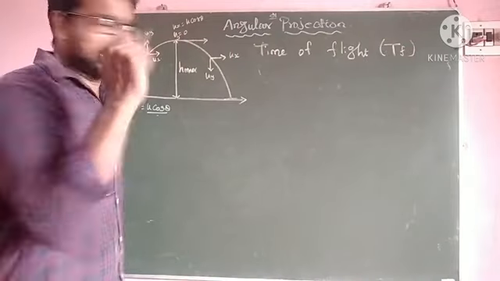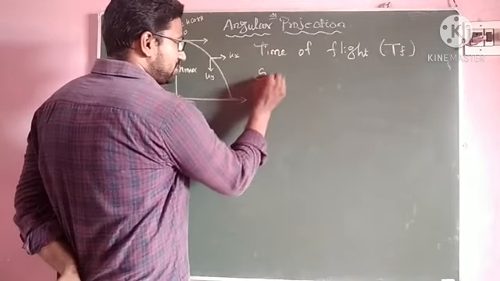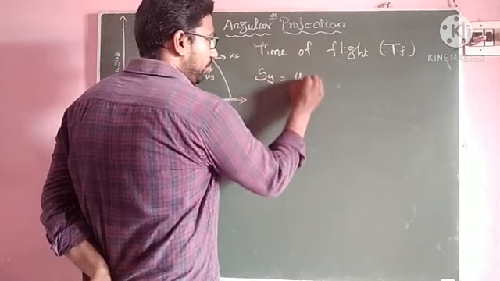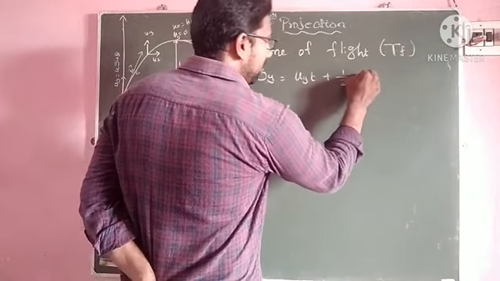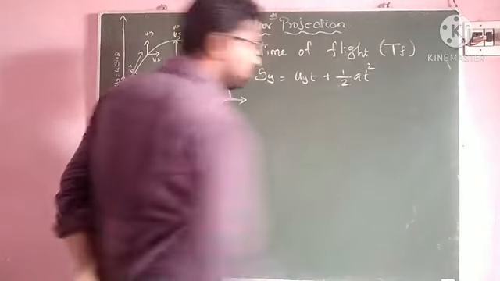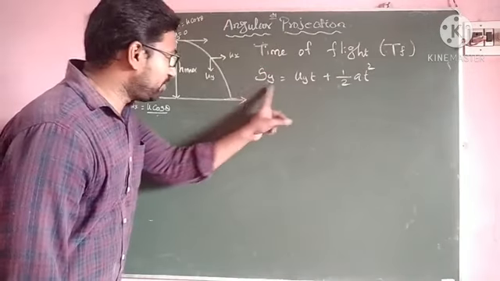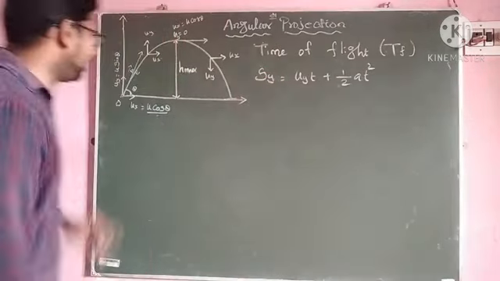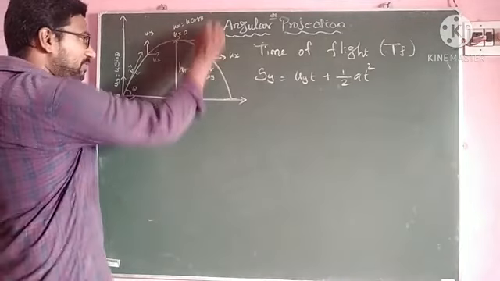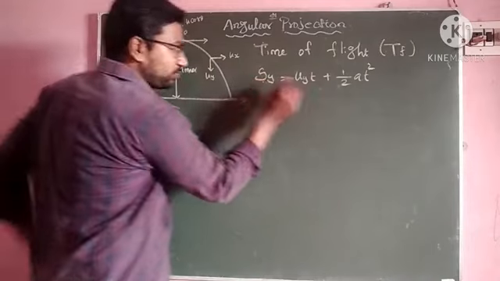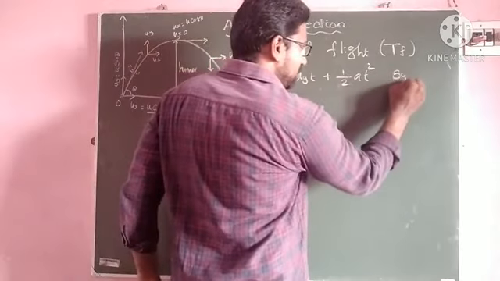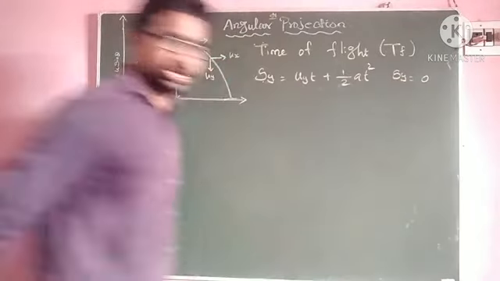I am going to take the second equation: Sy is equal to uy t plus 1 by 2 a t square. What is the displacement value in the vertical component? Sir, there is no displacement in the vertical component, because we are going to find the time of flight. So Sy, I am going to take it as a displacement. Sy can be 0. There is no displacement.